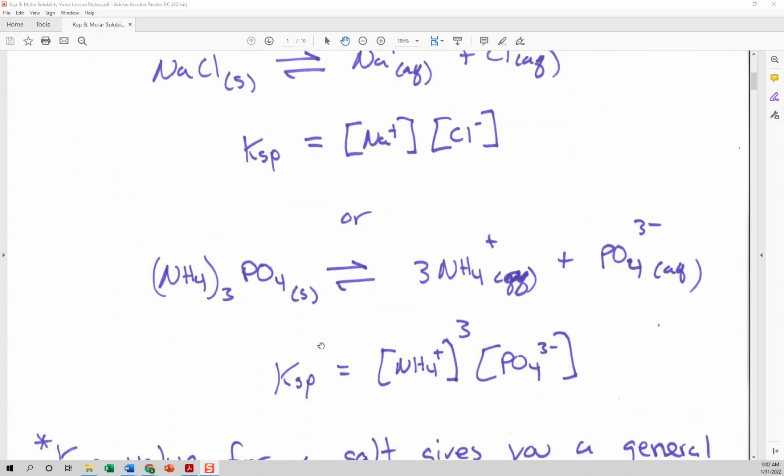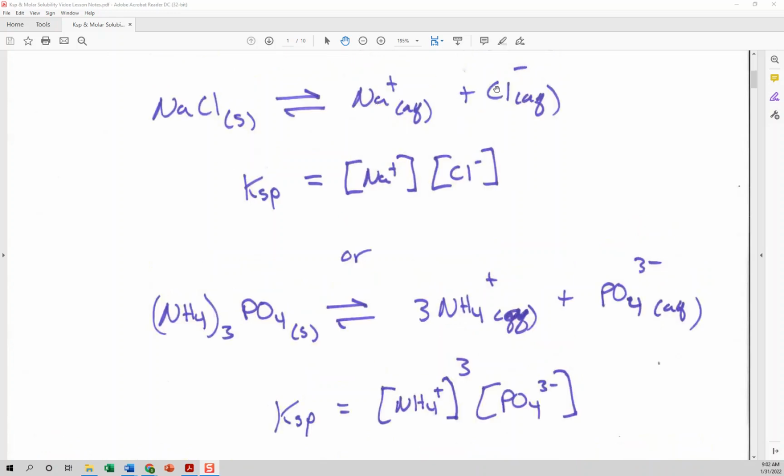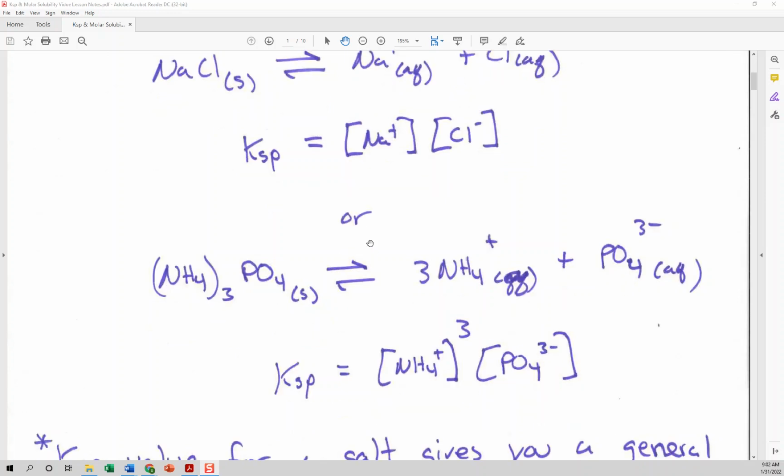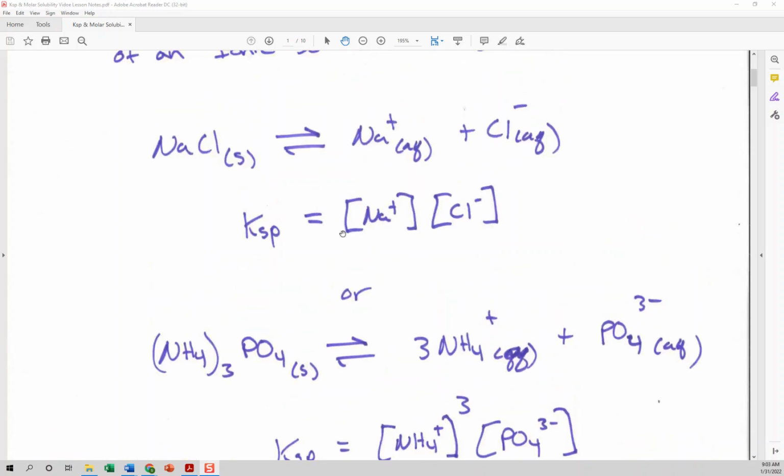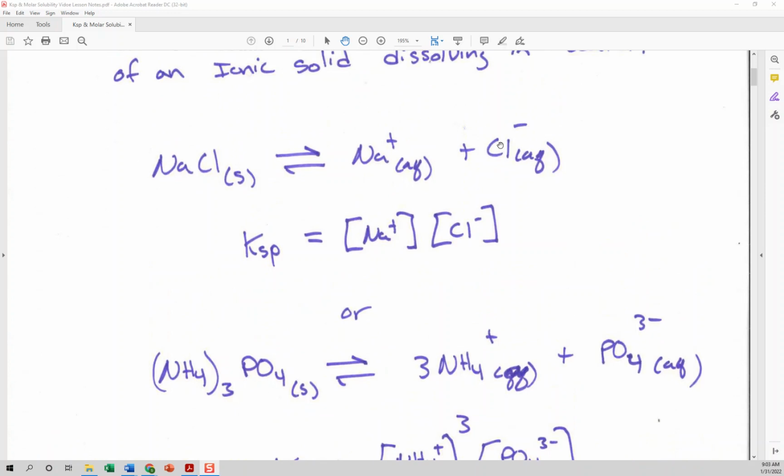Here's another example. It gets a little different when you don't have a 1-to-1 ratio of cation to anion. Here we have 3 aqueous ammonium ions and 1 phosphate ion. If we wrote the equilibrium expression for this reaction, it would be the concentration of ammonium, cubed, times the concentration of phosphate. The equilibrium constant K for this reaction is equal to the KSP for ammonium phosphate. It's always a solid yielding aqueous ions.